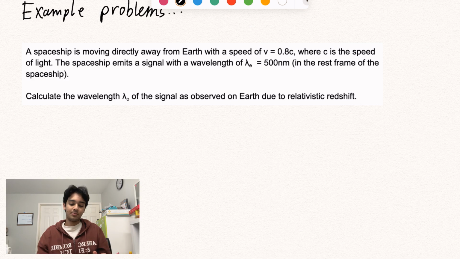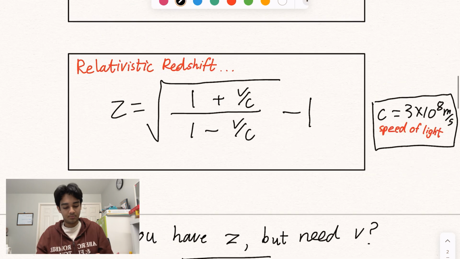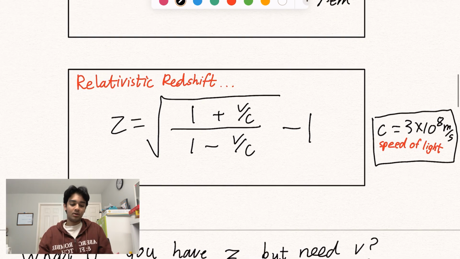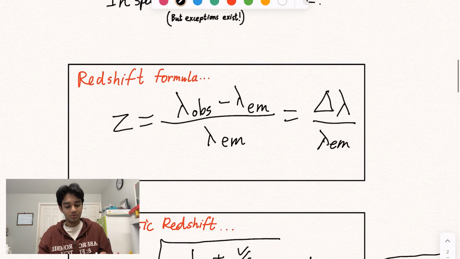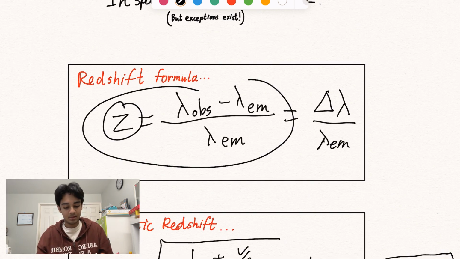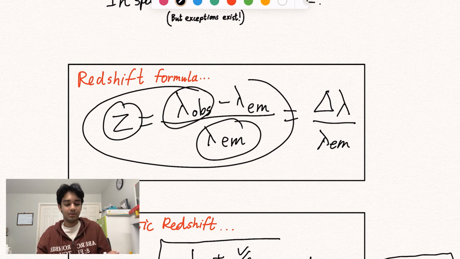Okay, so here's what I'm thinking. Since we're given the velocity, we can figure out the redshift using this formula. And then since we're given the wavelength emitted, we can use this formula because we'll have z by then. And this is given to find out the wavelength observed.